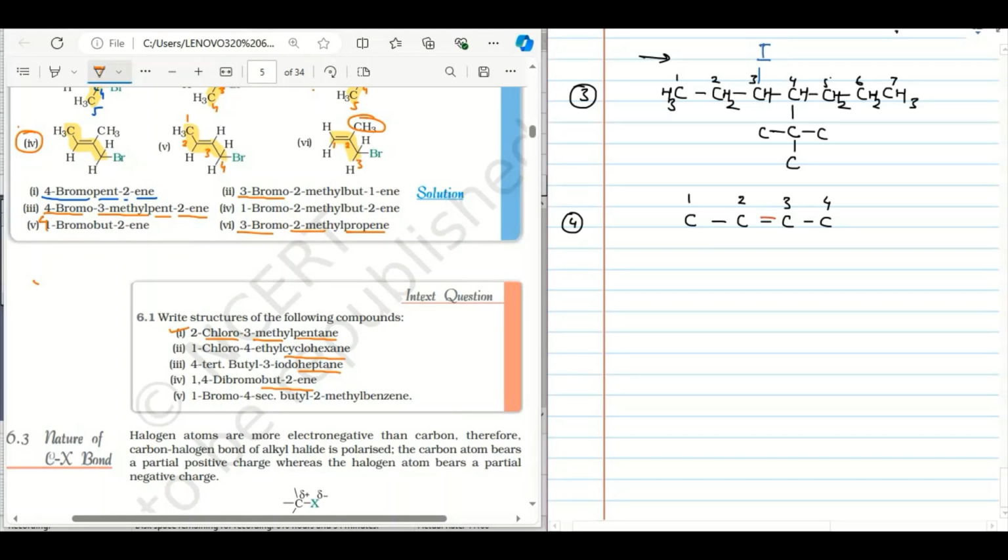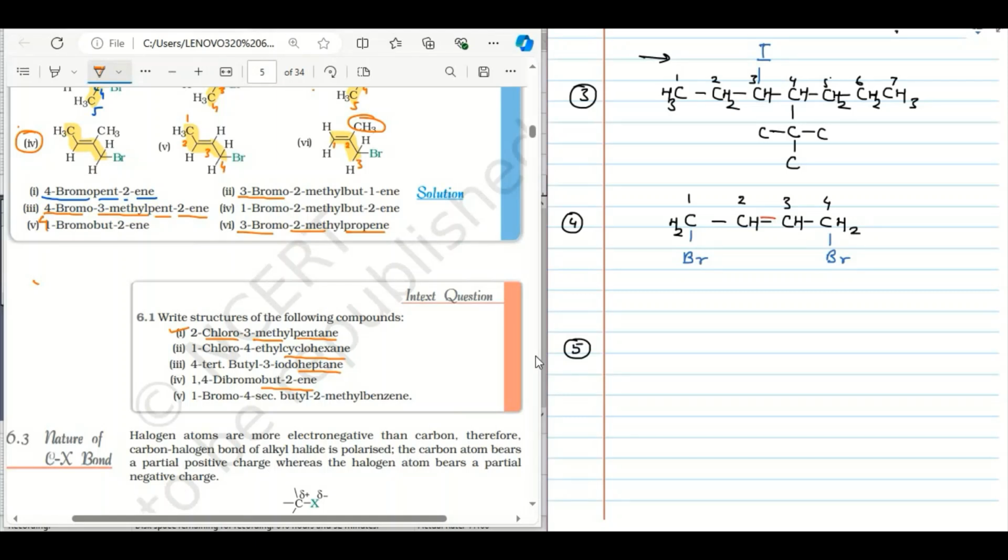So here bromine is bonded to 1st carbon and 4th carbon. Now balance the hydrogens. So here you will get CH2, CH, CH and CH2. So this is the structure of 1,4-dibromo-but-2-ene. Now come to the 5th question.